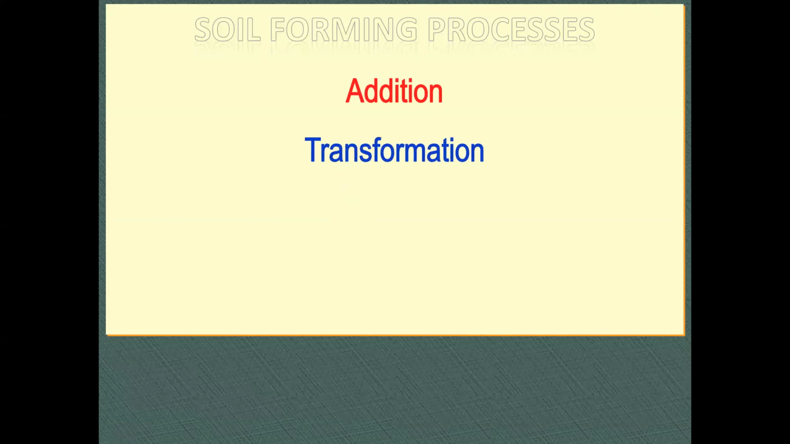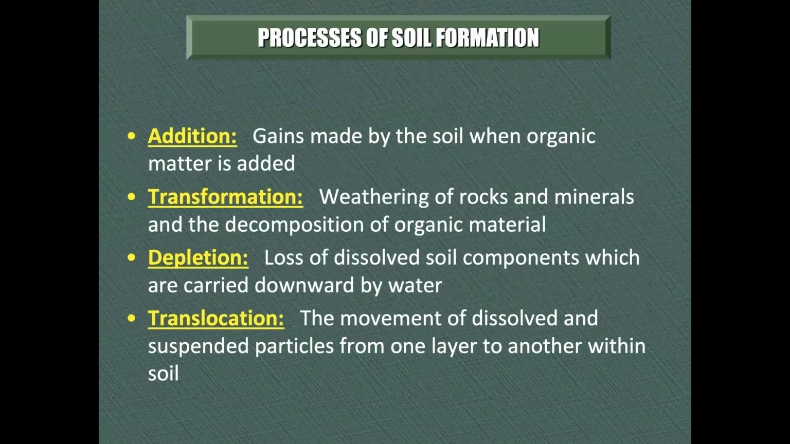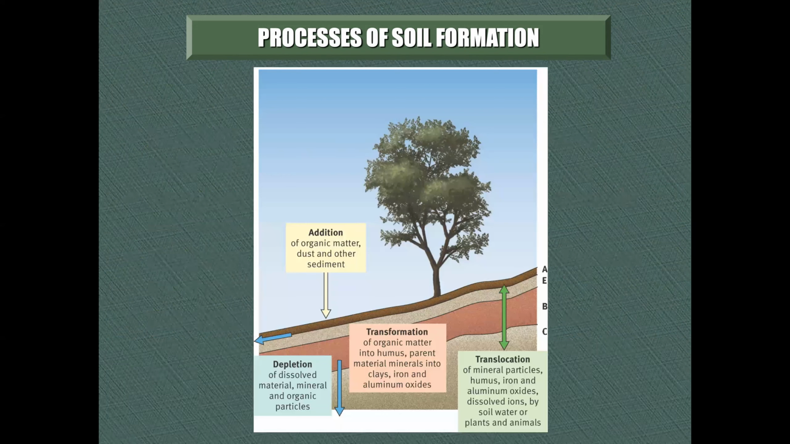These are the soil forming processes. You can add, you can transform, you can deplete, and you can move it around. So these are the soil forming processes. Again, the different ways in which these particular ones come into play, from addition to transformation to depletion, which is loss, to translocation, which is the movement of material away. And this is right from your textbook.